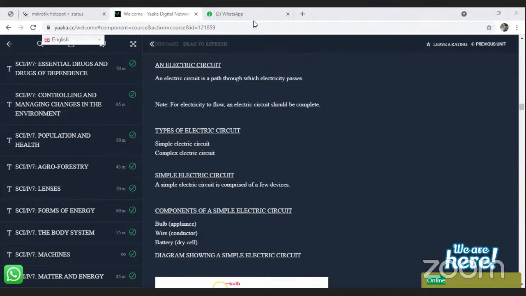Shivani? Yes, can you repeat the definition of electricity, saying electricity is a form of energy produced by charged particles? Electricity is a form of energy produced by charged particles.